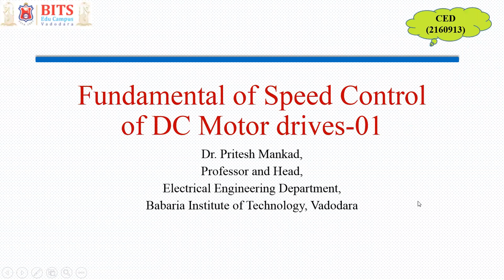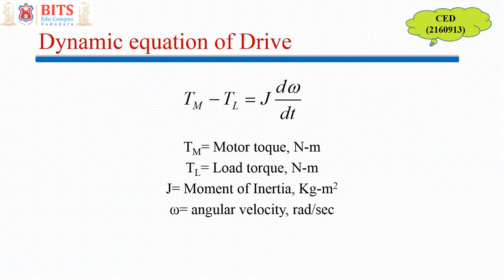So good morning, everybody. Today we are going to discuss how we can go for the speed control of DC motor drive. Now, speed control of DC motor drives is based on a very fundamental physics equation, which is based on Newton's second law for motion. For a rotational system, it is Tm, the applied torque, minus TL, the opposing torque, is equal to J d omega by dt.